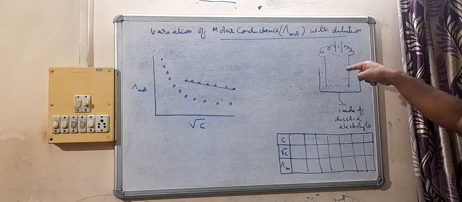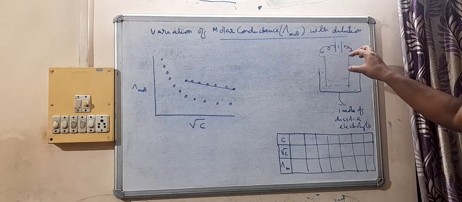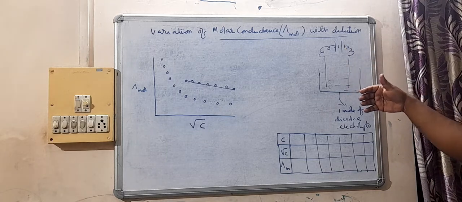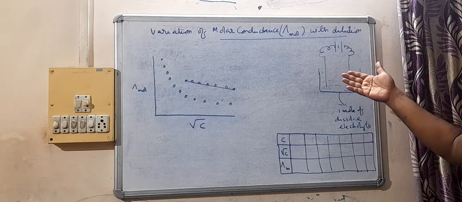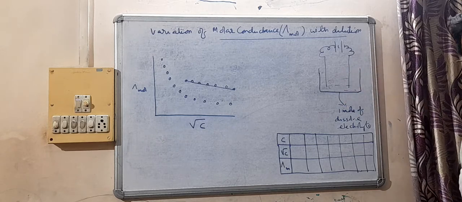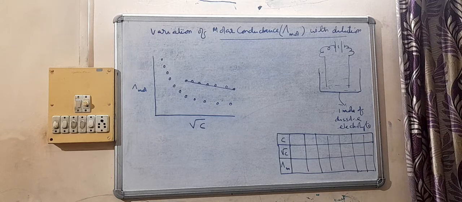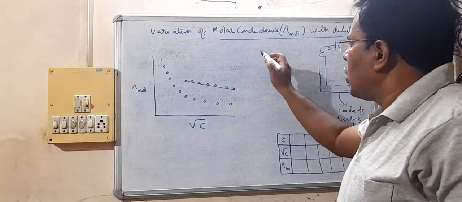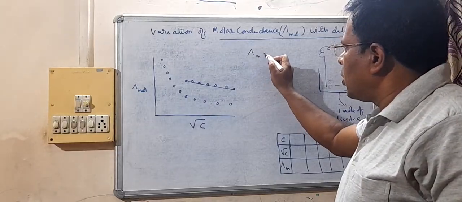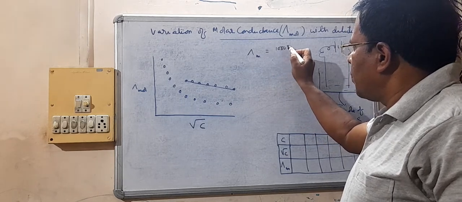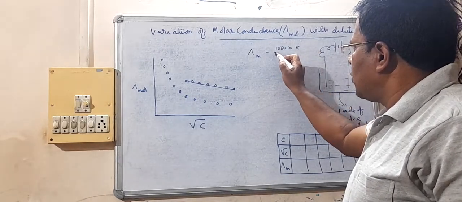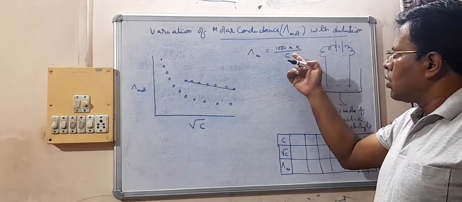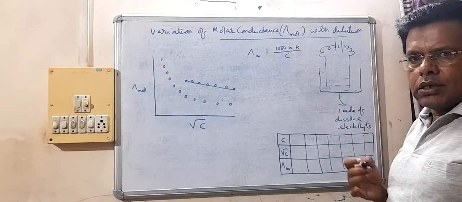and we will be able to measure, that we have discussed the other day. We can measure the conductance of the solution, we can measure the conductivity of the solution, that we had discussed. Now one relation for molar conductance, it was 1000 into conductivity by C.